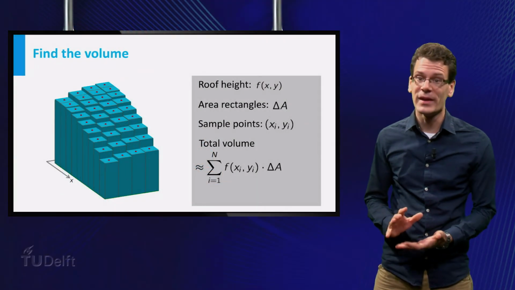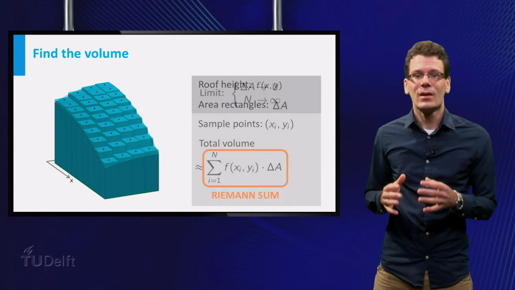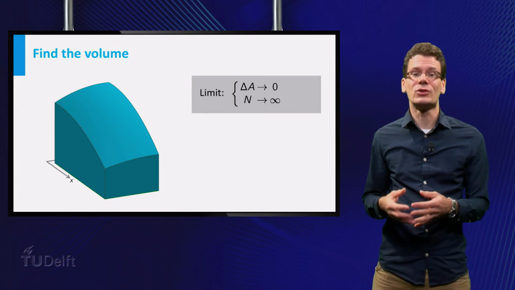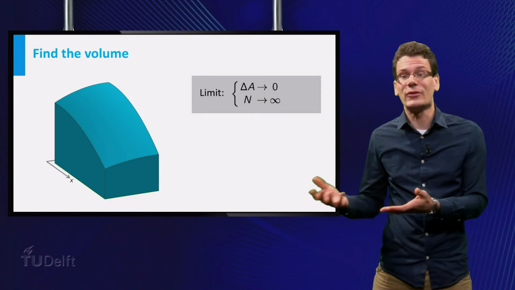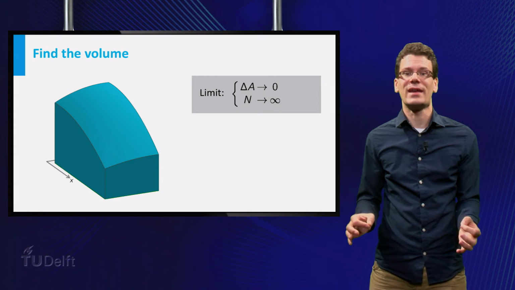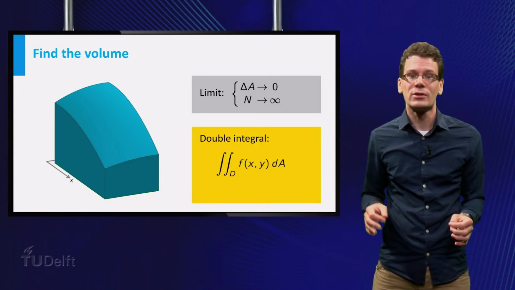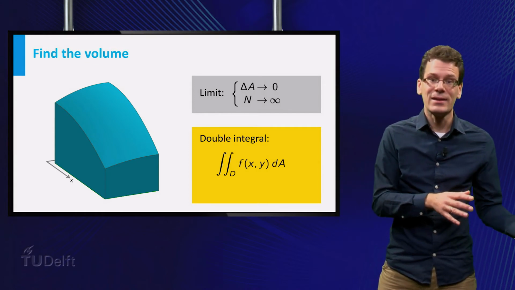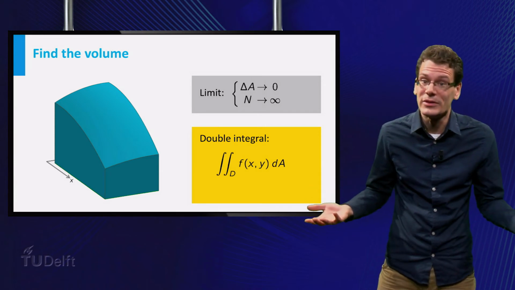Does this expression look familiar? It is a two-dimensional analog of the Riemann sum. When we increase n, the number of rectangles, the Riemann sum gives a better approximation of the volume. The limit of the Riemann sum, as n goes to infinity and delta A goes to 0, is by definition the integral of the height function f over the base of the building. We denote this as follows: the double integral over D of f of x, y dA, where D is the domain over which we integrate, in this case the base of the building.